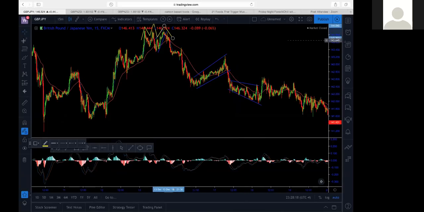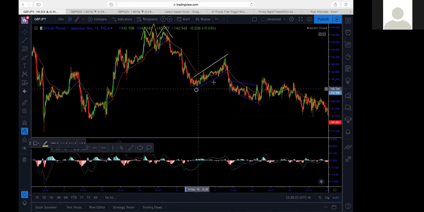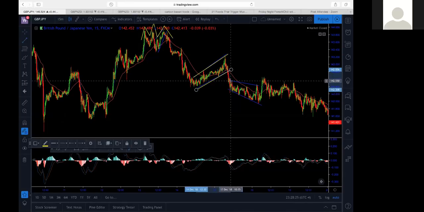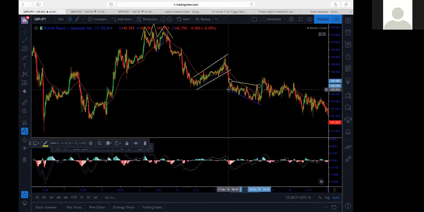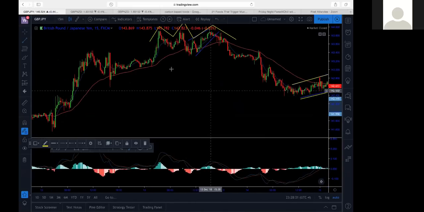Quick question. When you said triple top or triple bottom, what is that leading to? Is that a reversal? Yeah. Triple tops and triple bottoms are reversal patterns.